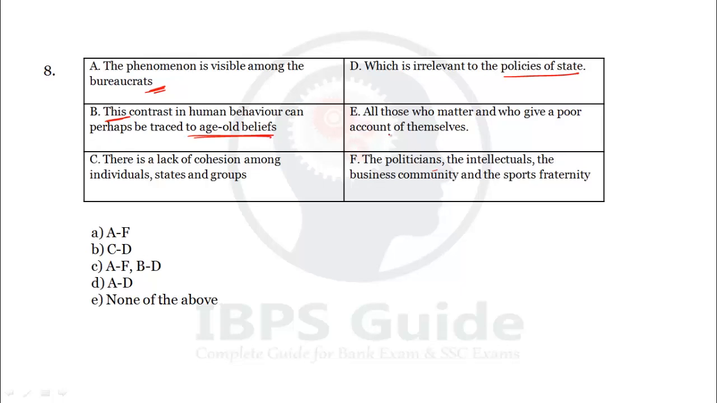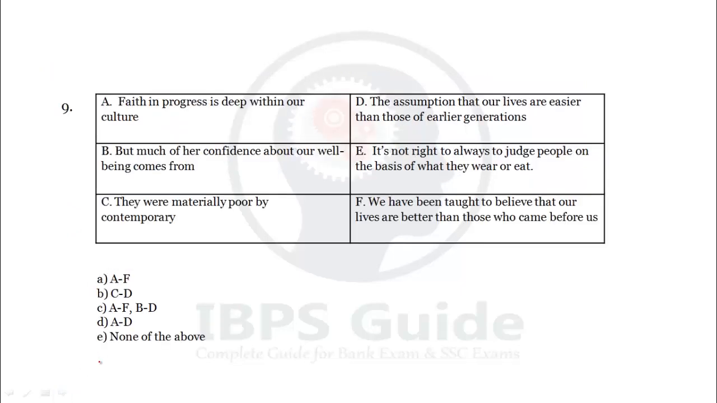The phenomena is visible among the bureaucrats, the politicians, the intellectual, the business community and the sports fraternity. So therefore our answer will be A. That is A and F. Let's move to question number 9.